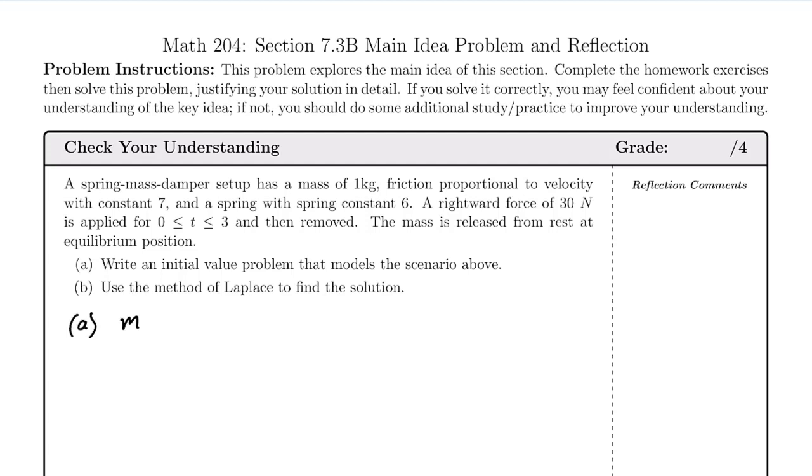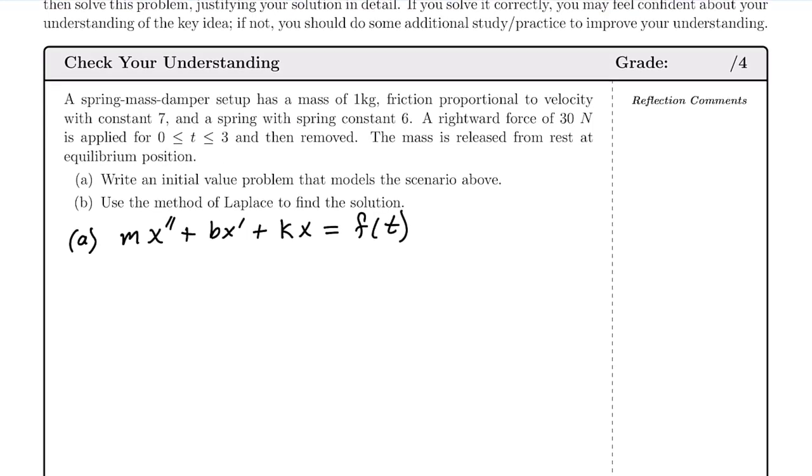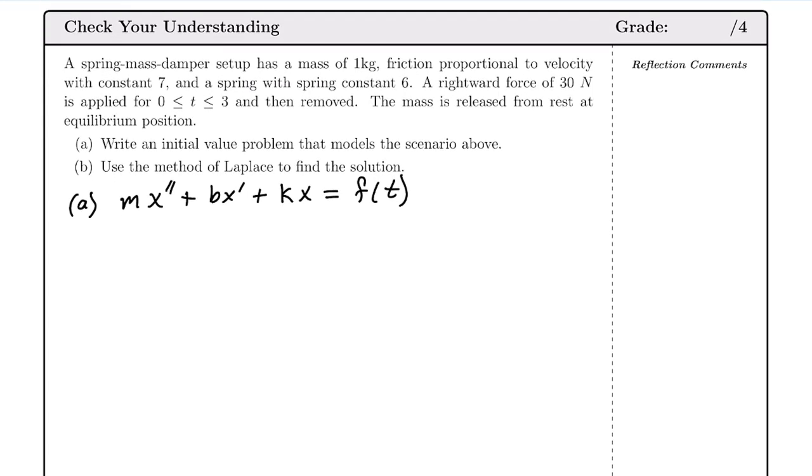Okay, so the standard spring mass damper model is mx double prime plus bx prime plus kx equals f of t. In this case, the mass is given as 1, so we have x double prime. The friction is proportional to velocity with constant 7, so that's 7x prime. And this is your spring force, and they said the spring constant is 6, so we've got x double prime plus 7x prime plus 6x.